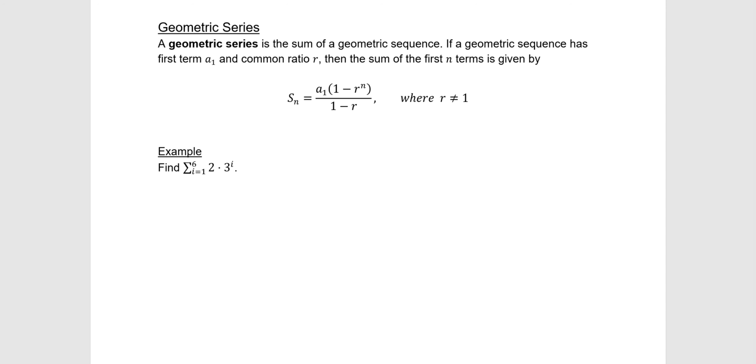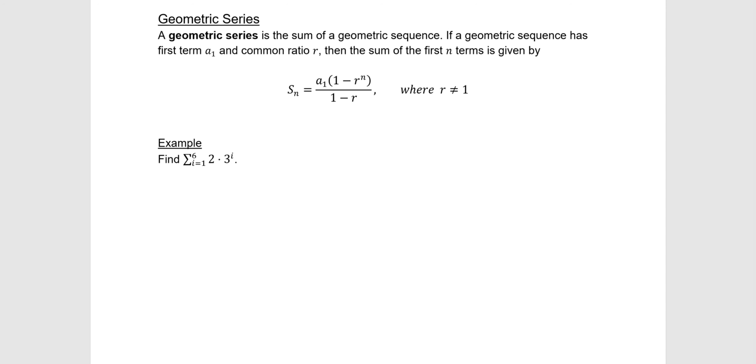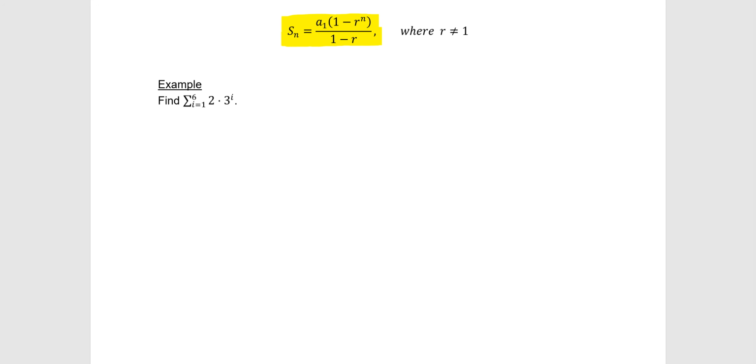Let's take a look at a geometric series now. As usual, a series is a sum of the sequence. So the geometric series is the sum of a geometric sequence. And if the geometric series has first term a1, common ratio r, then the sum of the first n terms is going to be s sub n equals the first term times 1 minus the common ratio to the nth power divided by 1 minus r.